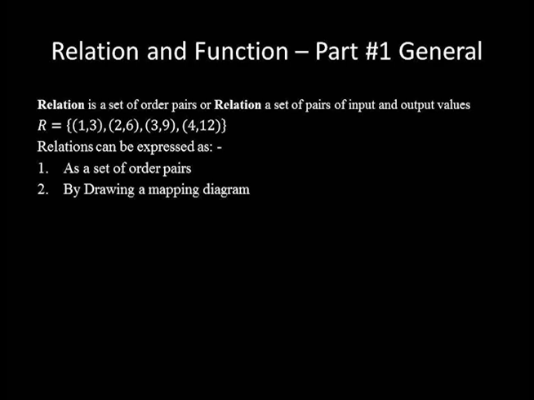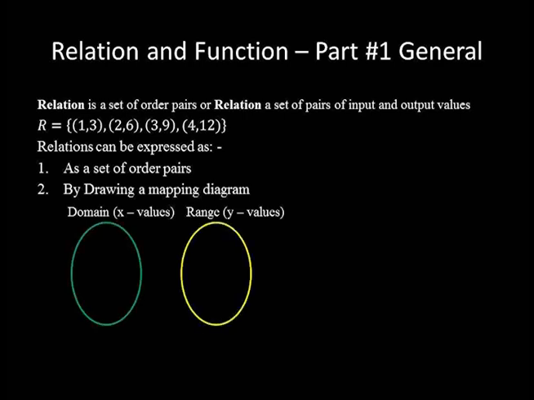To represent the given set of ordered pairs by a mapping diagram, let's write domain, or x value, on the left and range, or y value, on the right. Let's draw an oval shape under each of domain and range and then list out the elements in ascending order from top to bottom.